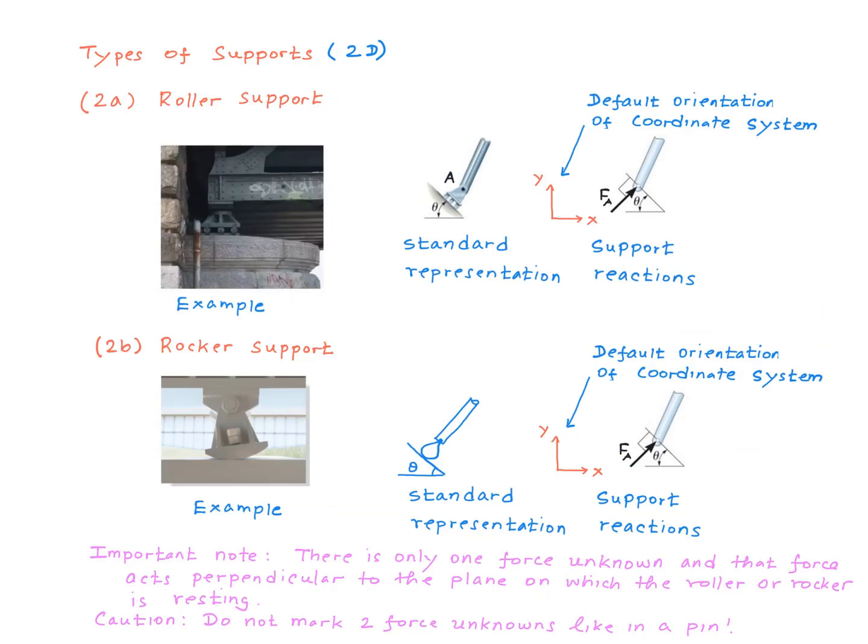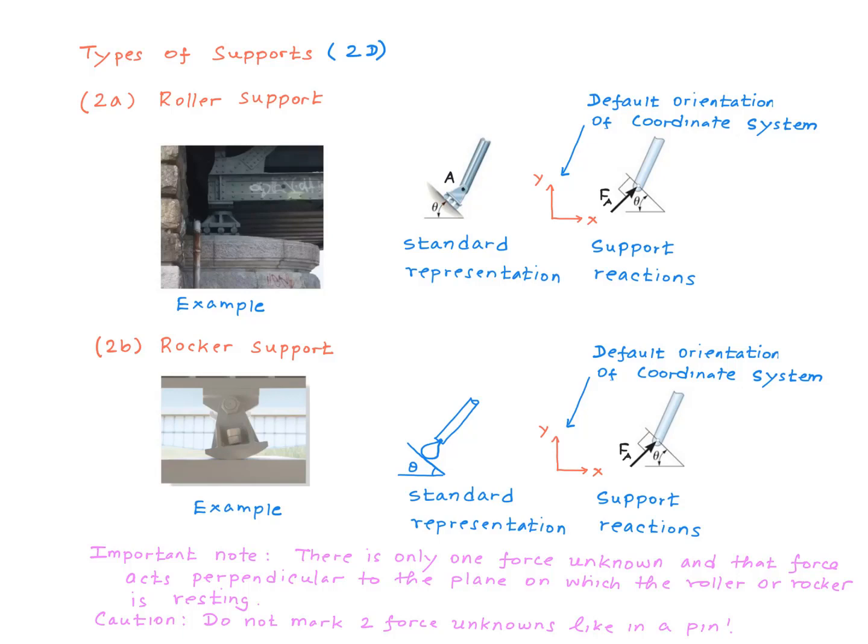Here are the details for a roller or a rocker support. Here's an example of a roller support. You can see this beam is being supported on this roller. And in this example, this roller is sitting on a horizontal plane like this. But in general, the roller could be sitting on an inclined plane like shown over here. So this is our standard representation.